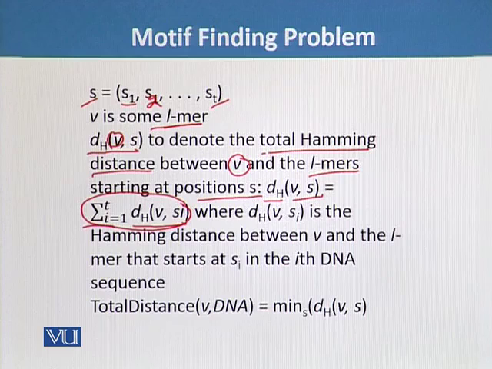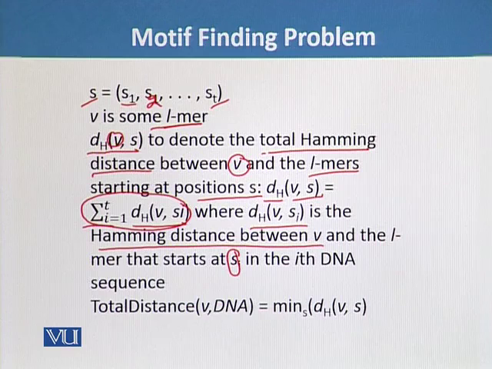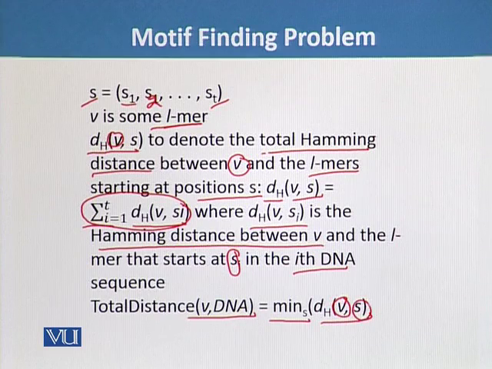In this equation, d_H(V, s_i) is the Hamming distance between V and the l-mer that starts at a specific position s_i. s_i could be any number in the ith DNA sequence, meaning in that specific DNA sequence. So we will get the total distance, the minimum over s of the Hamming distance between V and the l-mers that start at position s.